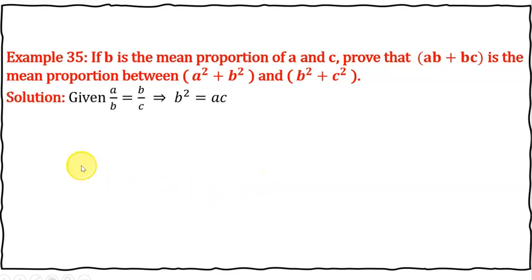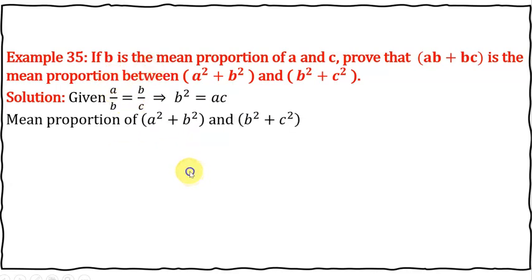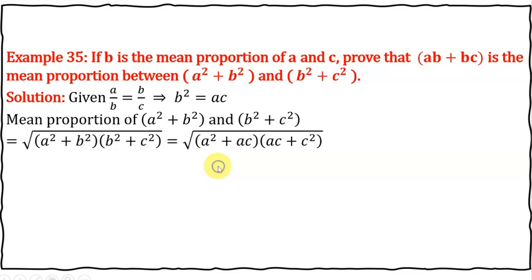As B is a mean proportion of A and C, it means A upon B is equal to B upon C. It implies that B square is equal to AC. The mean proportion of A square plus B square and B square plus C square is the root of (A square plus B square) into (B square plus C square).